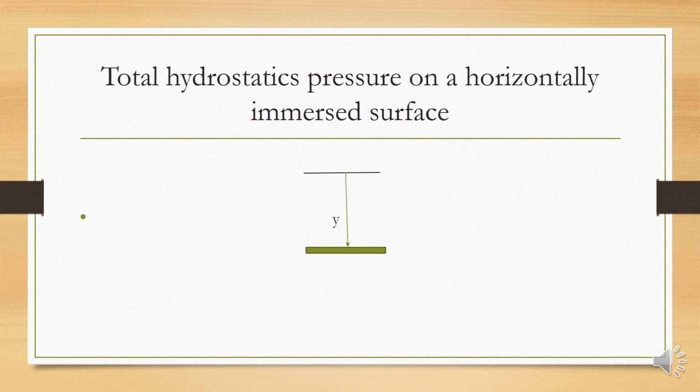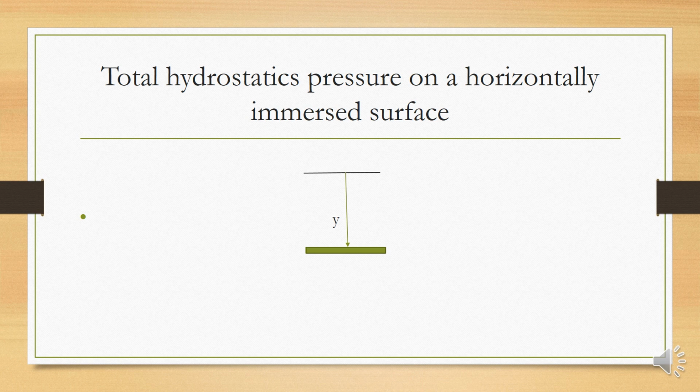Now the total hydrostatic pressure on a horizontal immersed surface. If that surface is immersed horizontally, then what will be the formula? The same as the previous one, that is P is equal to S L into omega A y. But here the depth is actually the top up to that immersed surface height.